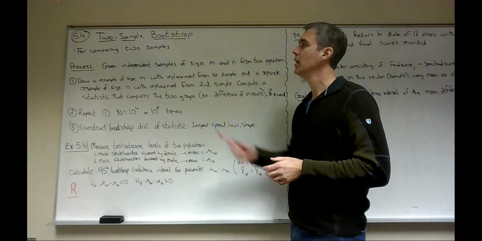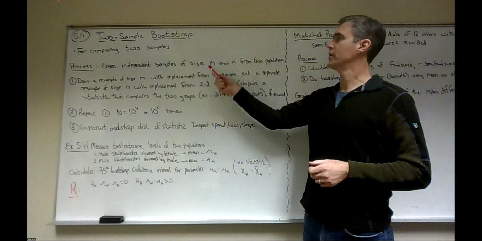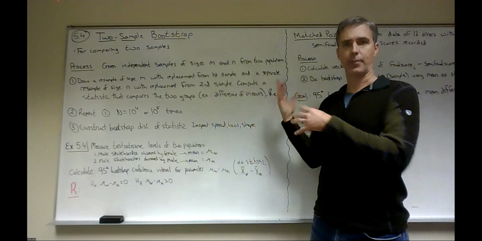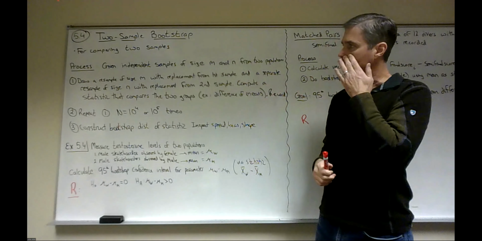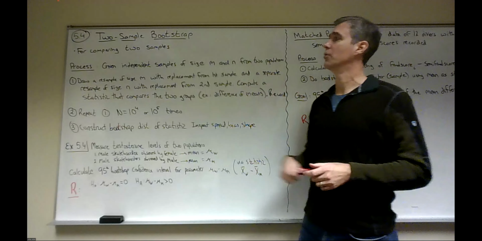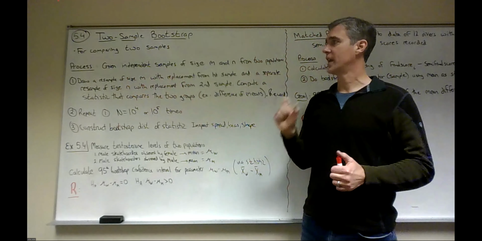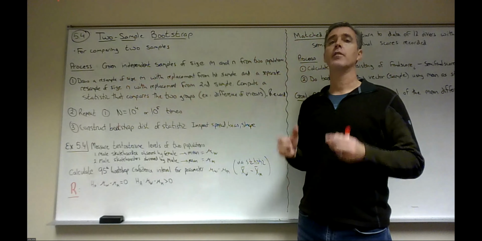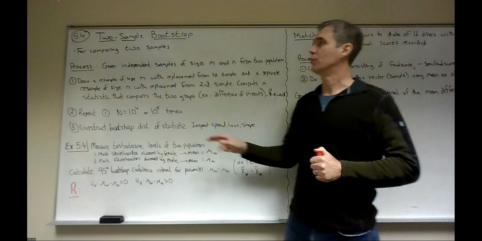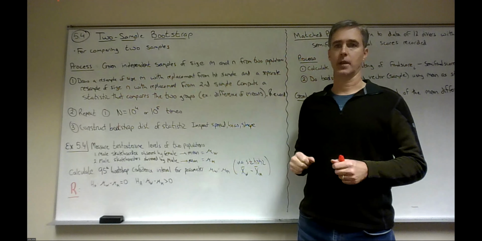So here, we're going to look at two separate populations and how we can use bootstrapping to compare them in some way, okay? So the scenario here is we're given two independent samples, one of size M from population 1 and another of size N from population 2. And what we're going to do is bootstrap each sample. So step 1 is to do a resample of size M with replacement from the first sample of size M. And then separately, make a resample of size N with replacement from the second sample, okay?